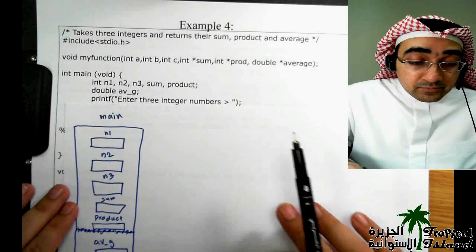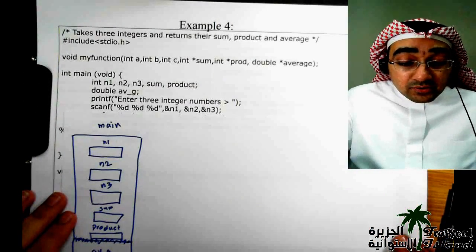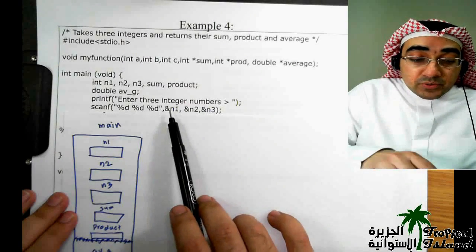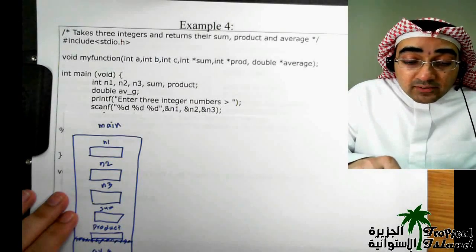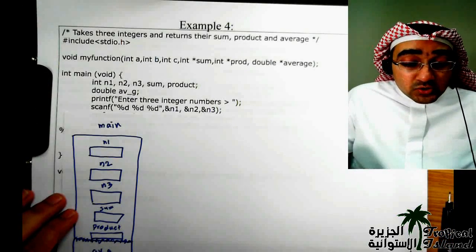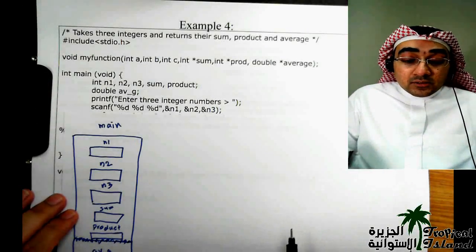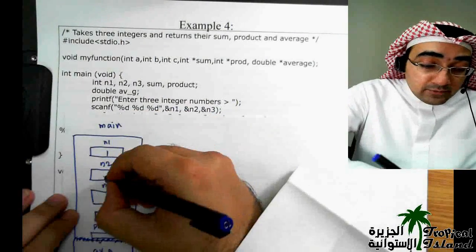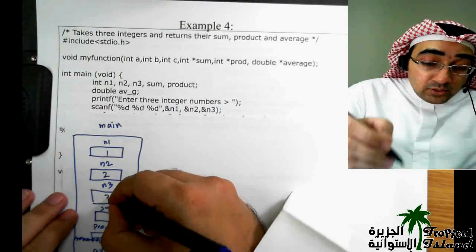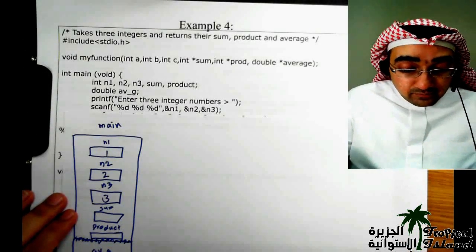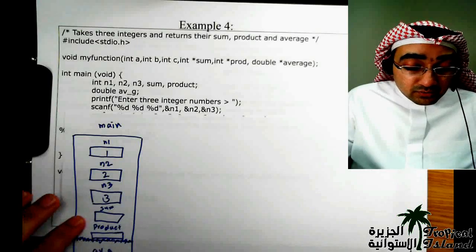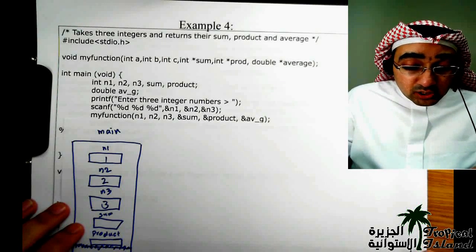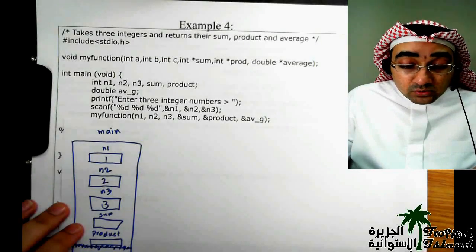And I ask the user to enter three numbers. Then I use scanf and read three numbers from the user: percentage d, percentage d, percentage d, address of n1, address of n2, address of n3. So these are numbers that are going to be given by the user. Suppose the user enters 1, 2, 3. So n1 will have the value 1, n2 will have the value 2, n3 will have the value 3. This is the short notation. I'm not concerned about the memory addresses over here. Then I call a function called my function, and I pass to it n1, n2, n3, sum, product, and average.